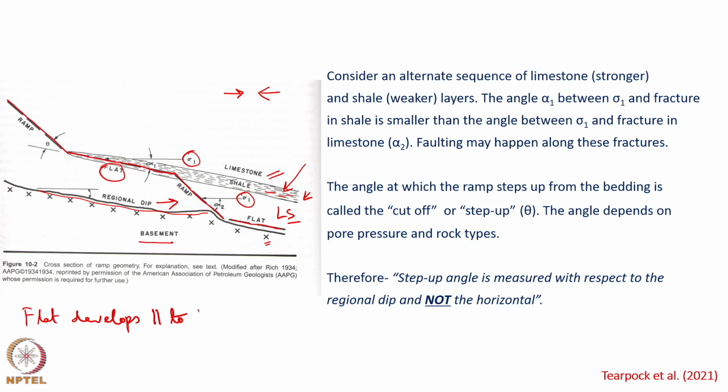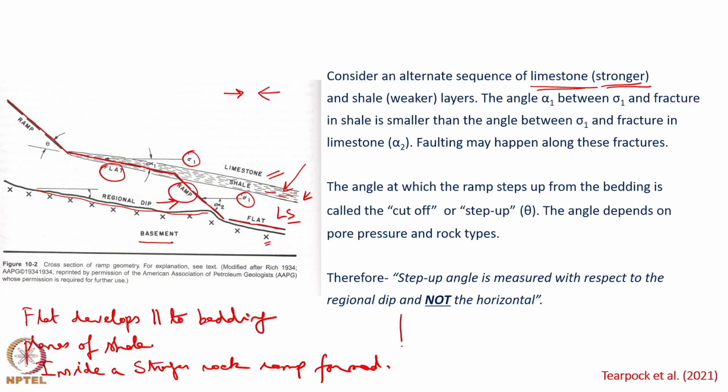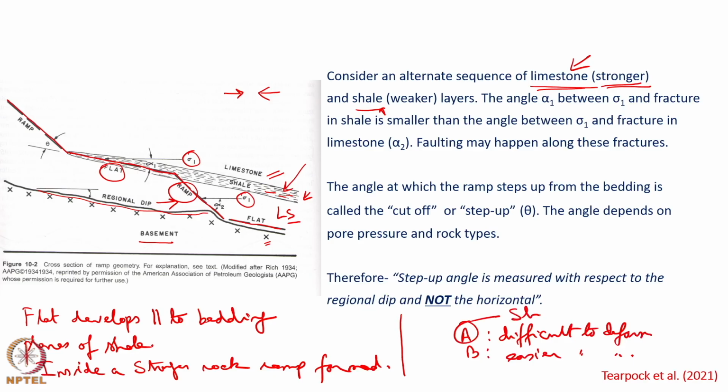A flat develops parallel to the bedding planes of shale, and when the fault passes through limestone, which is a stronger rock unit, it develops a ramp. What has been explained in terms of limestone as stronger rock than shale, it can have any other rock, A and B. One is difficult to deform and another one is easier to deform, or A is a stronger rock and B is a weaker rock.